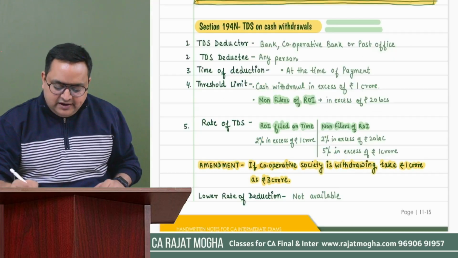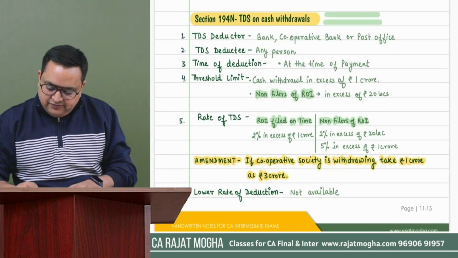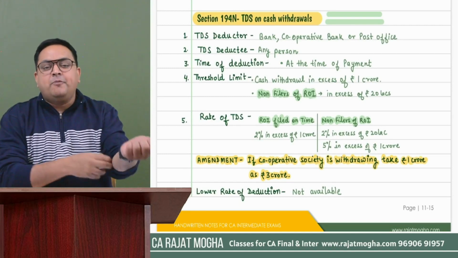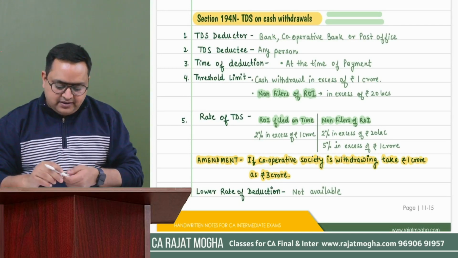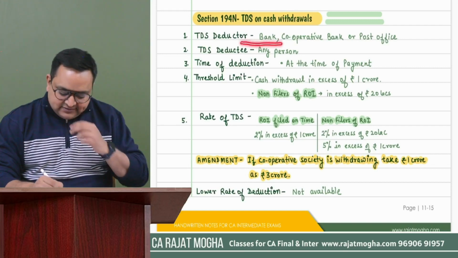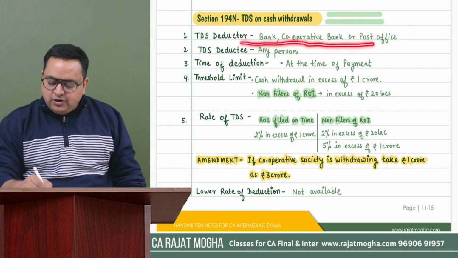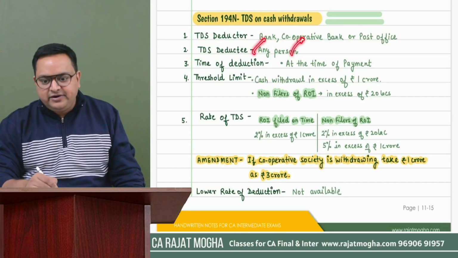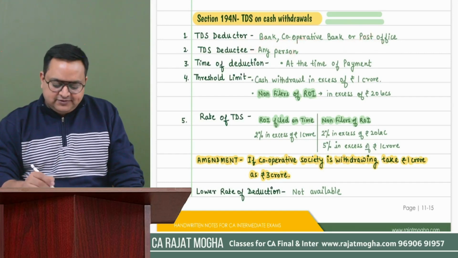So this is section 194N, and I have discussed the amendment also. The amendment is only for the cooperative society, if the cooperative society is withdrawing the amount from its bank account. The TDS deductor is a bank, cooperative bank, or post office, because you can open an account in a bank, in a cooperative bank, or in a post office.